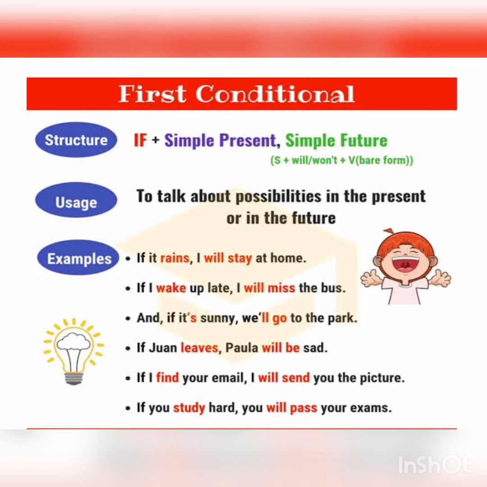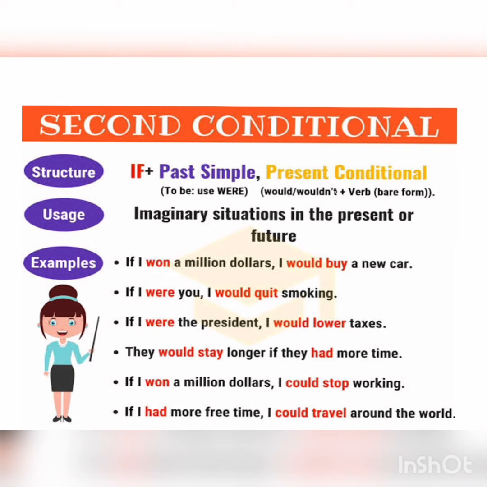Let's move on. Second conditionals. Second conditionals are sentences in which if clause is in past simple and the main clause is in present conditional. Past simple means we will use were, and present conditional means we use would or would not with the first form of verb. For example, if I won $1 million. Now, if I won, we are not using were, but we are using the second form of verb.